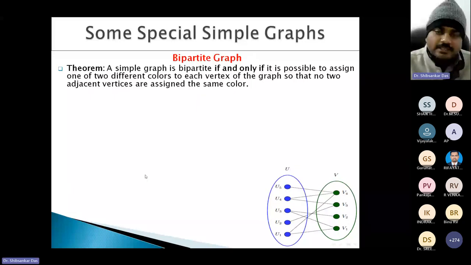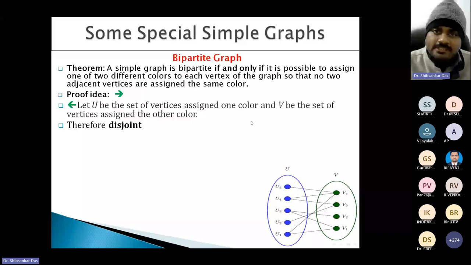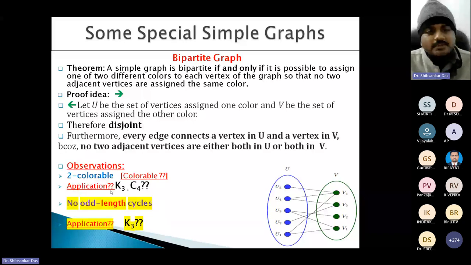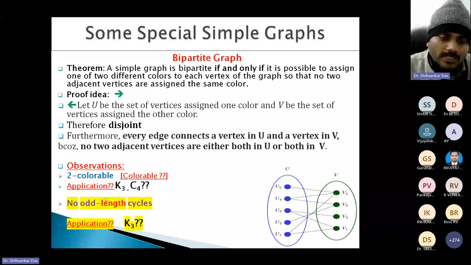Okay, so next, a bipartite graph is two colorable. The idea of graph coloring has been given in a class, I think, so I will not go into detail. Every bipartite graph is two colorable. So this is two colorable. So why is K3 not bipartite? Basically, K3 cannot be two colorable. We cannot use two colors to color K3 completely. And not only this, a bipartite graph will not have any odd length cycle. If a graph has an odd length cycle, it will not be a bipartite graph.